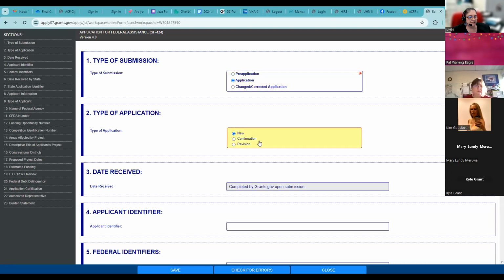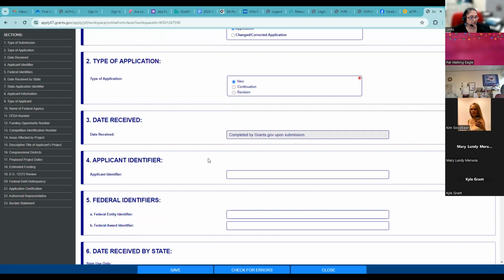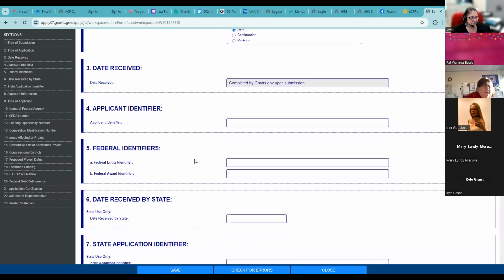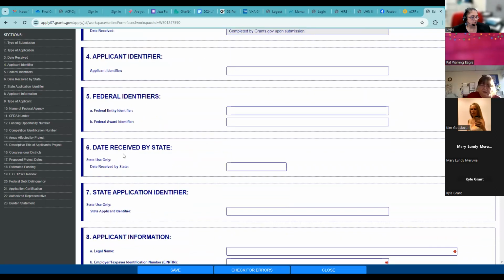I don't think anybody gets dinged for selecting continuation, but there's really not a whole lot of guidance for existing programs that are applying for funds again. You want to focus on those that have the red. Those are the sections you have to answer. The other items are either optional or they're pre-completed by grants.gov. Number 6, we don't have to complete, because you don't have to share your grant with the state.